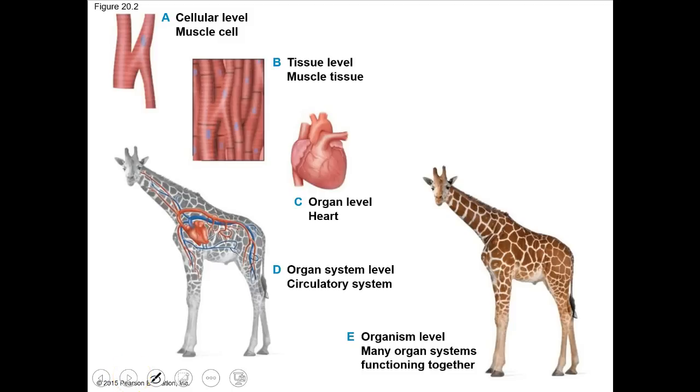In this example, we have a muscle cell, and when we put multiple muscle cells together, we get muscle tissue. You put different types of tissues together, like circulatory and muscular, and you get an organ. That would be the heart. The heart would be together in the bigger system of the circulatory system, and those begin to work all together to give our overall organism, or the organism level.